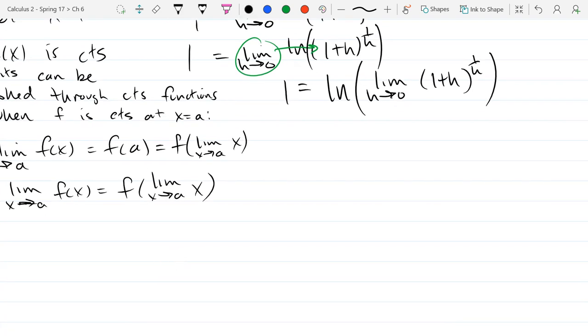How do I get natural log out of here? I can't divide by natural log, but I can sort of do that. How do I get this out of here? So we're going to take the inverse. So we got 1 equals some function of some expression. I'm going to take the inverse function on both sides. So we're going to use natural log inverse. Inverse of 1 equals ln inverse of ln of all this stuff.